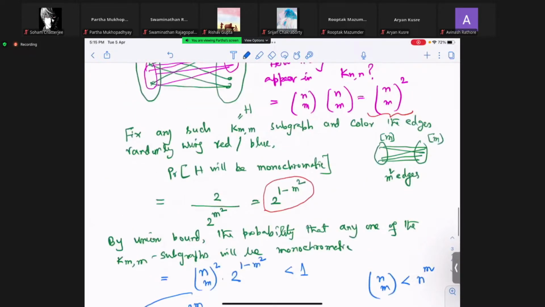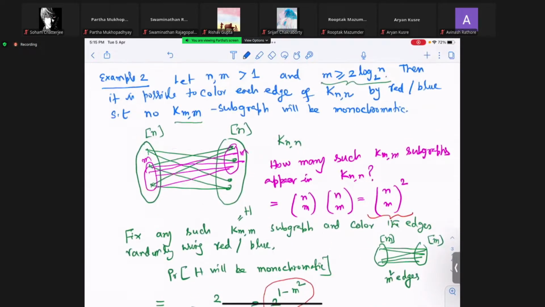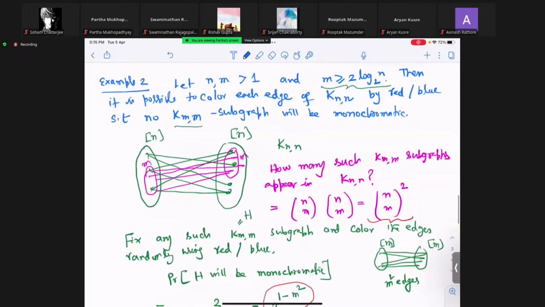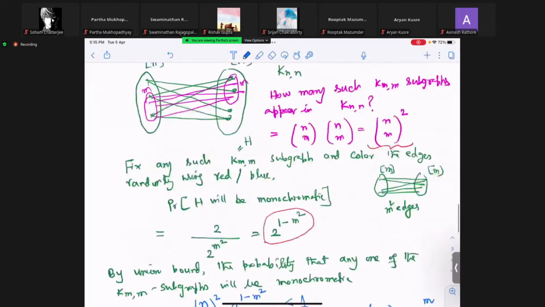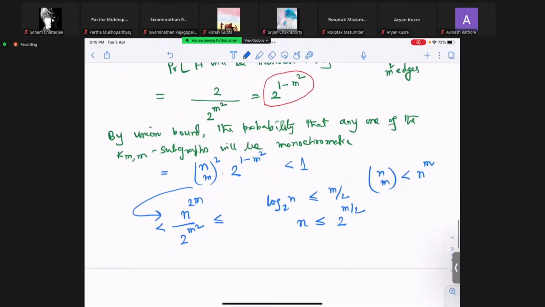And I know that n has this relation, right? So m greater than or equal to 2 log 2 n. So log 2 n is less than or equal to m over 2. That means n is less than or equal to 2 power m over 2. So this means this quantity is, substitute n by 2 power m over 2. So this will be 2 power m squared by 2 power m squared.